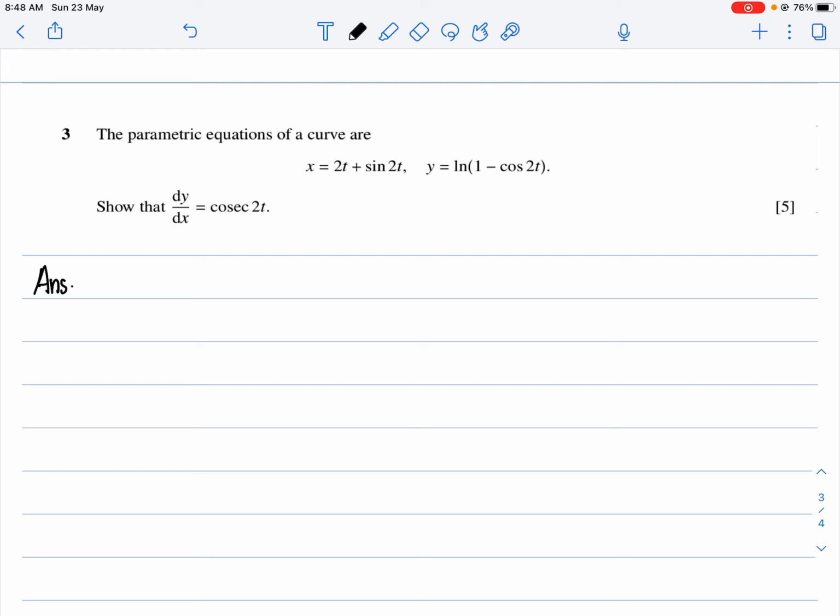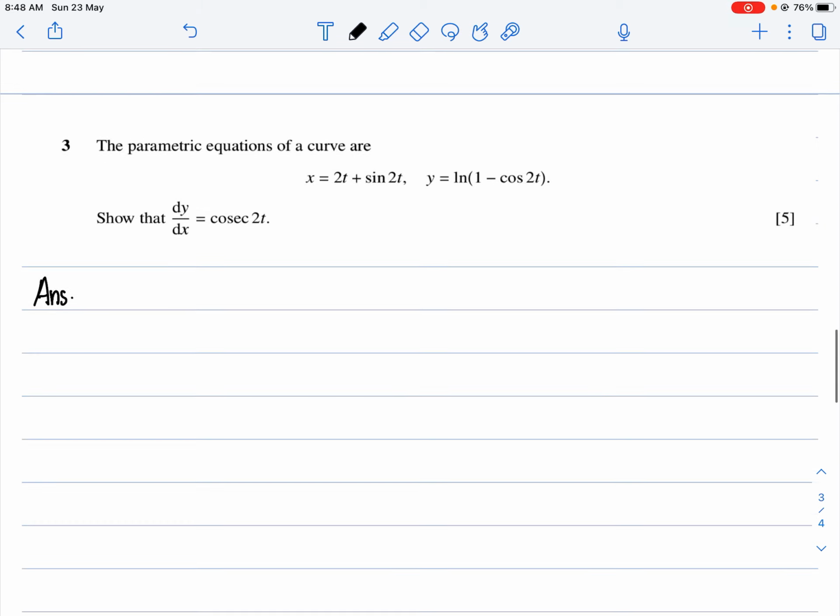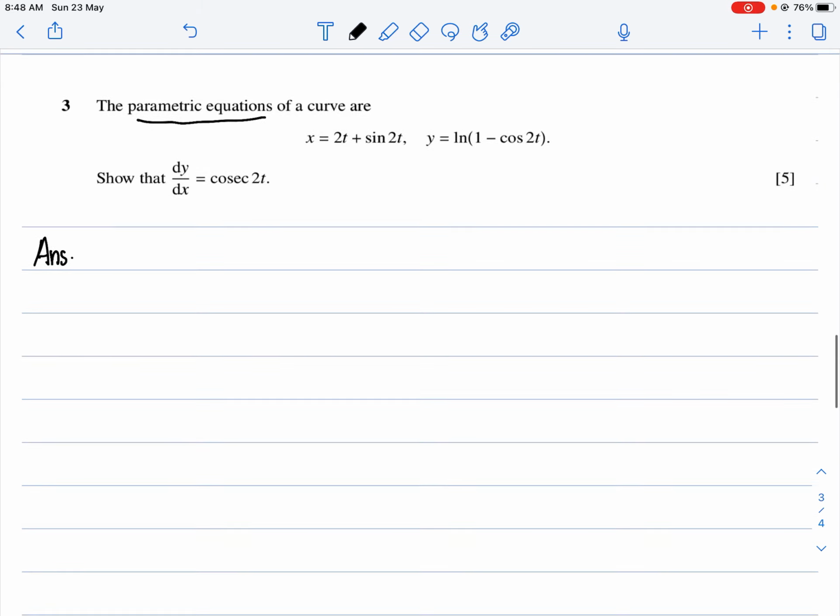This is the third question of the paper, and as you can see, this is a parametric equation question. Now we need to show that dy by dx is equal to cosec 2t. So you need to know that dy by dx can be written as dy by dt over dx by dt.